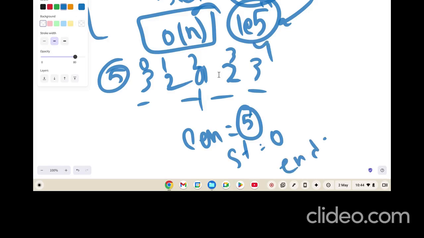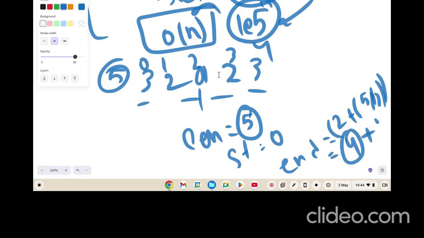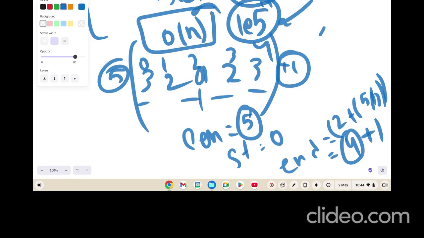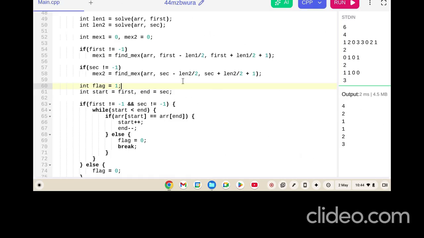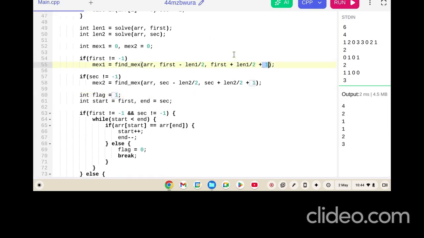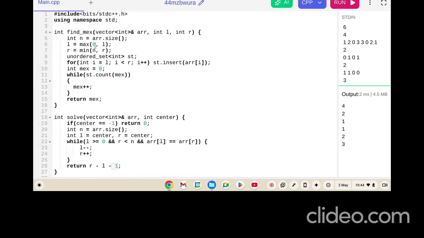Where will you end at? You will end at 2 plus 5 by 2, which is 4, and I'm passing a +1 so that you are in your bounds. I was running a for loop which was less than equal to end, so in that case I did a +1. I hope this makes sense to you why I did a +1. If you don't want to do a +1, you can simply run this while loop or this for loop less than equal to r.